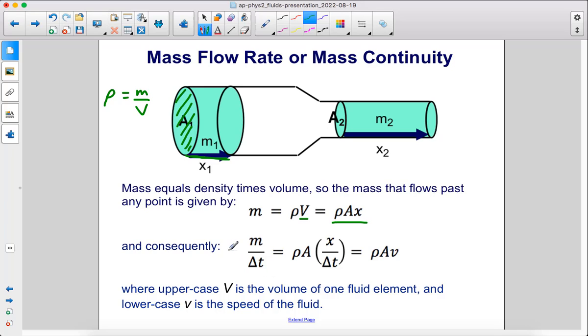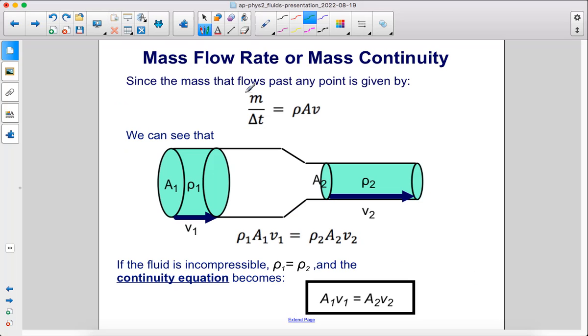And consequently, if we then divide both sides by time, mass per time is going to be equal to density times area times x divided by time. And what is displacement divided by time? But velocity. So now we have a lowercase v in here for velocity. Remember, uppercase V here is volume. Lowercase v is the speed of the fluid.